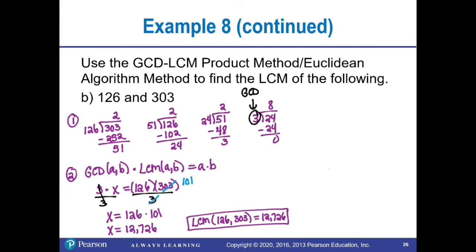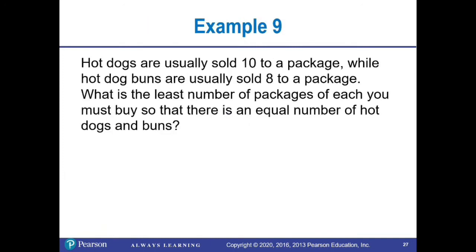Let's look at a real-world problem with our LCM. So hot dogs are sold 10 to a package, while hot dog buns are usually sold 8 to a package. So what's the least number of packages I have to buy of each so that I have the same number of hot dogs and hot dog buns? This is a least common multiple problem because notice here it says the least number of packages, and I'm buying several packages, so I'm looking at these multiples of 10 and these multiples of 8.